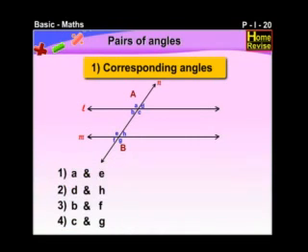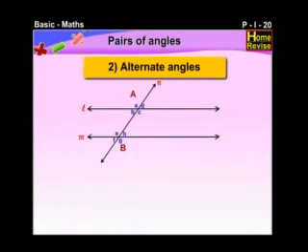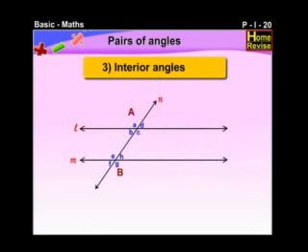Now, second pair, that is alternate angles. Number 1, observe the diagram. Angle B and angle H are alternate angles. Angle C and angle E are second pair of alternate angles. Now the last pair, that is interior angles. There are 2 pairs of interior angles. Observe the diagram. Angle B and angle E are interior angles. Second pair of interior angles is angle C and angle H.